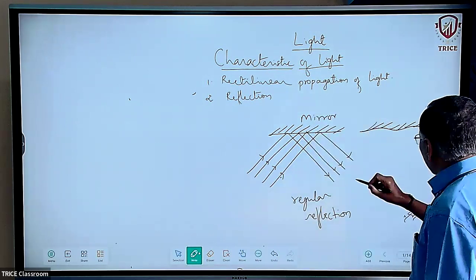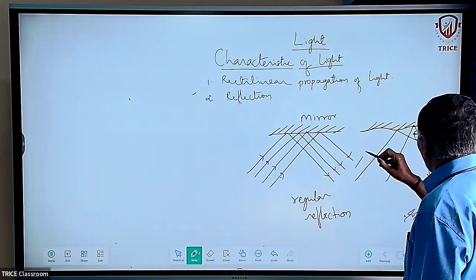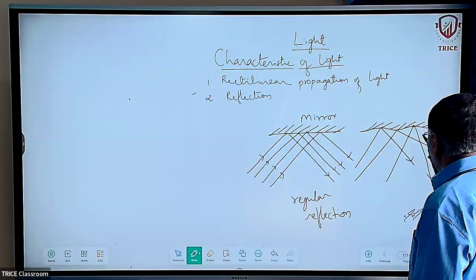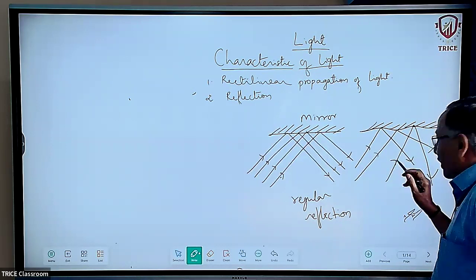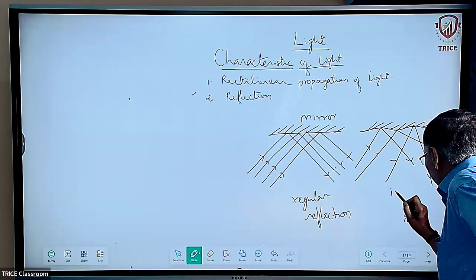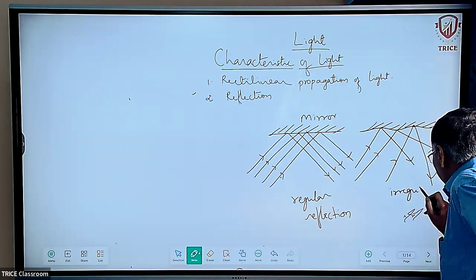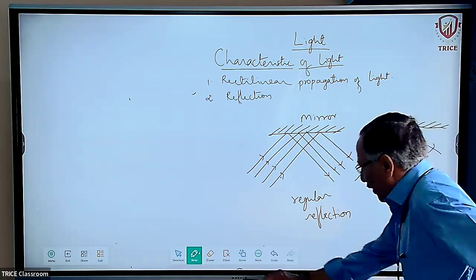But in this case, see, one light ray goes like this, another may come like this, the one which falls here may go like this. So after reflection, all these light rays move in different directions. This we call irregular reflection.